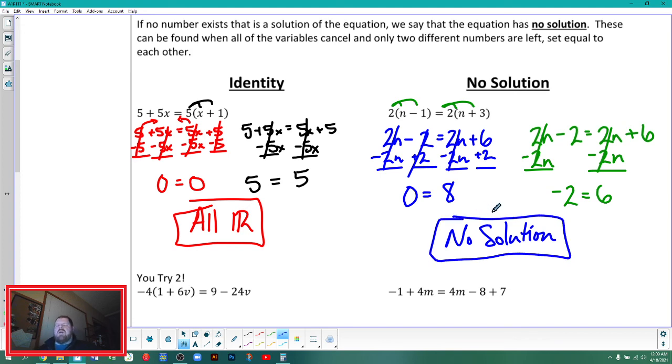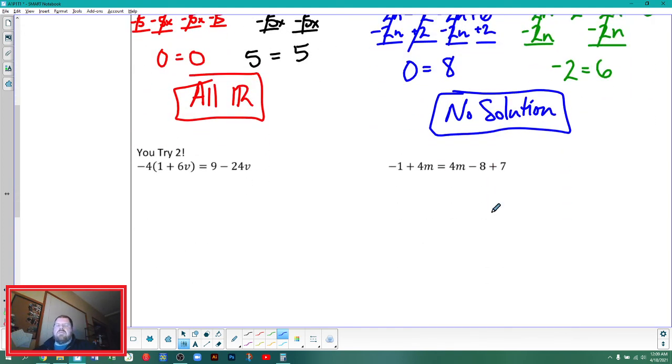Go ahead and pause the video and try the 2 down below. Hopefully I had a chance to do that. I'm going to do them really quick here. Negative 4 times 1 is negative 4. Negative 4 times 6 is negative 24. That has a v on it. And we have 9 minus 24v.